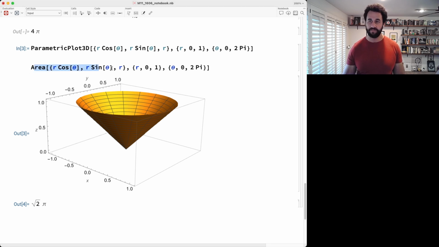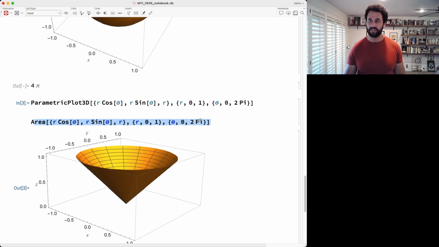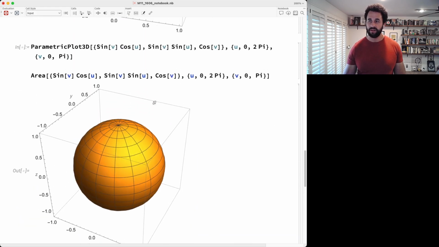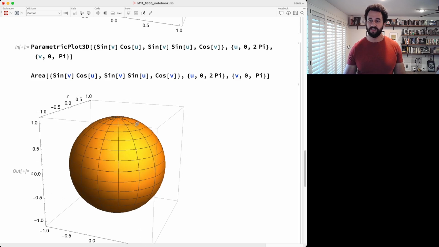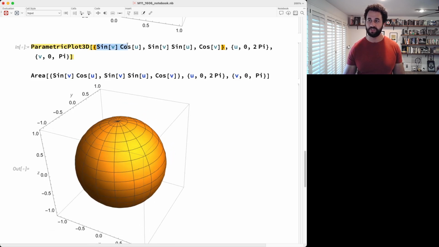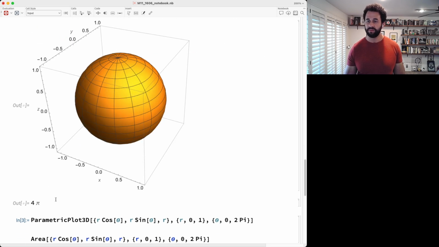This one we saw. The other one I was going to show you is this one. Here is where we plotted that sphere using our spherical coordinates. Well, now I'm going to ask Mathematica to find the surface area of this sphere. Because we only need two parameters to describe this, we can just use the Area command. I plugged in the same vector function right here, specified the bounds for our parameters, and had it compute it. Boom, there it is.